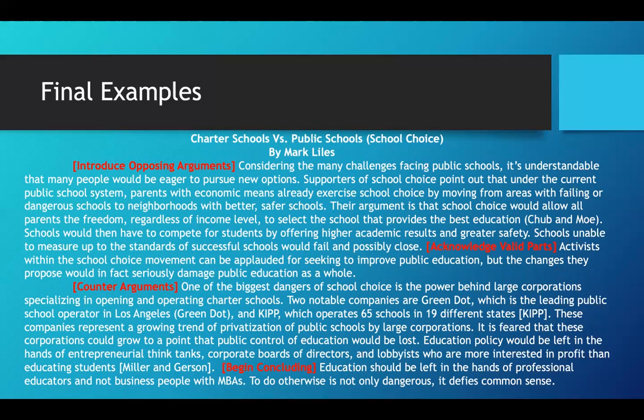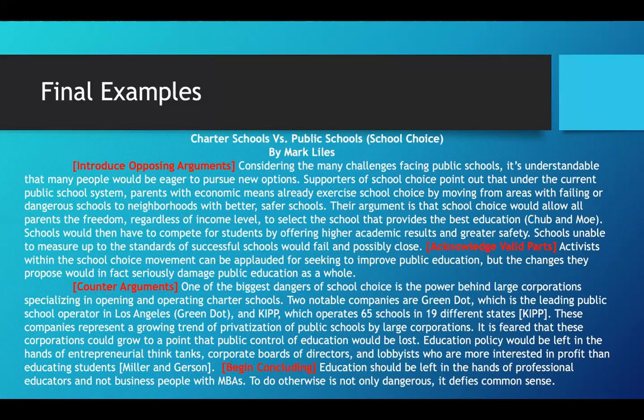So this reads, considering the many challenges facing public schools, it's understandable that many people would be eager to pursue new options. Supporters of school choice point out that under the current public school system, parents with economic means already exercise school choice by moving from areas with failing or dangerous schools to neighborhoods with better, safer schools. Their argument is that school choice would allow parents the freedom, regardless of income level, to select the school that provides the best education. Chubb and Moe.